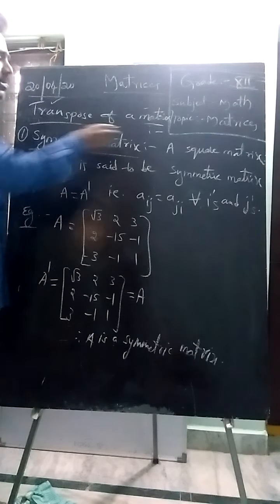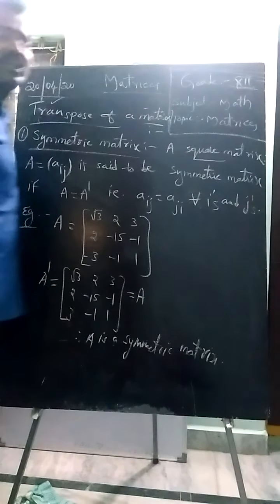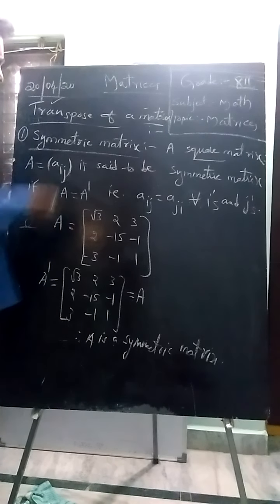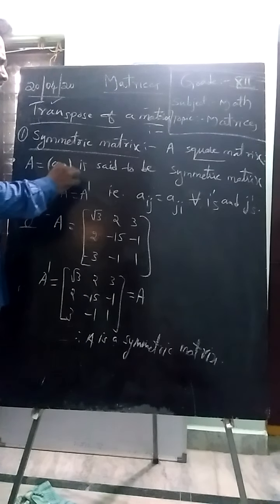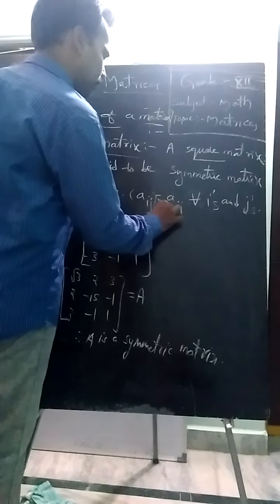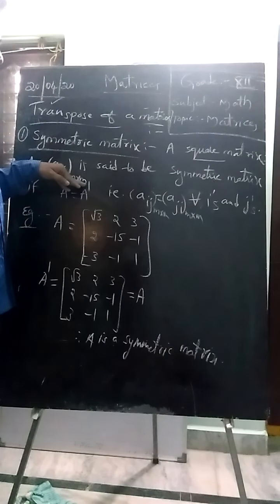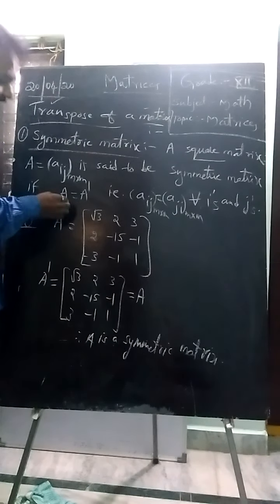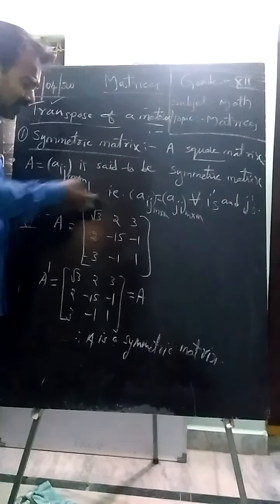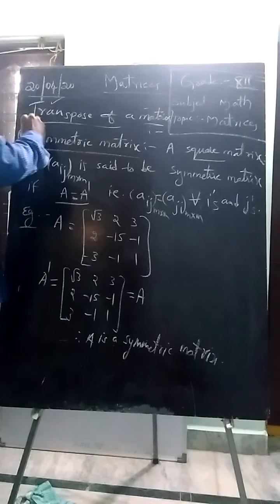Now let us discuss symmetric matrix. What is a symmetric matrix? A symmetric matrix exists only for a square matrix. A square matrix A is defined as Aij, I mean every element is in the form of Aij. We know a square matrix means M by M. So an Aij, M by M order matrix is said to be symmetric if A equals A dash, A transpose. That means a given matrix equals the transpose of itself, then it is called a symmetric matrix.